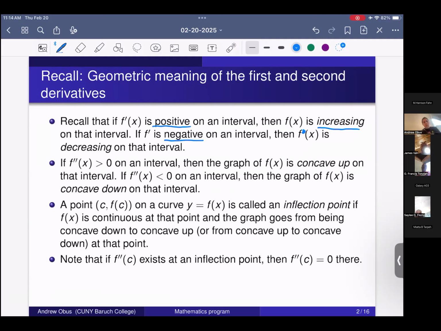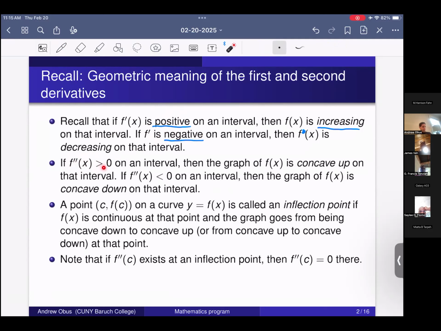So this is the geometric meaning of the first derivative, and we've spent a lot of time talking about this. If it's positive, that means the slope of the tangent line is positive, and that means the function is increasing. If it's negative, the slope of the tangent line is negative, and the function is decreasing. We also saw that the second derivative has a meaning.